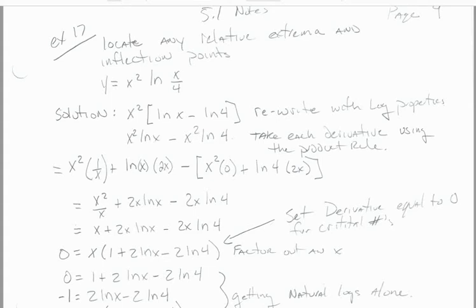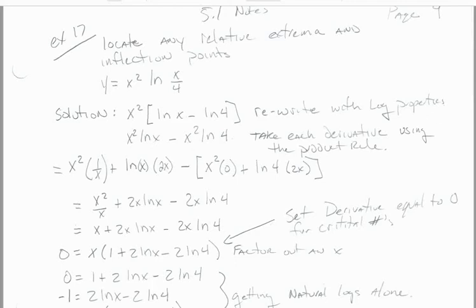Chapter 5, Section 1, we're going to go over how to locate any relative extrema or inflection points for our natural log function. So, example 17 here, we have y equals x squared times the natural log of x over 4. This one's very similar to one of your homework problems, so I want to make sure that I kind of helped you guys go through this one.